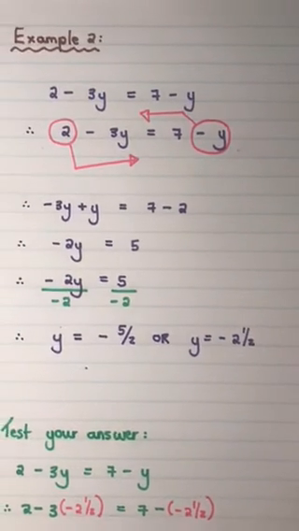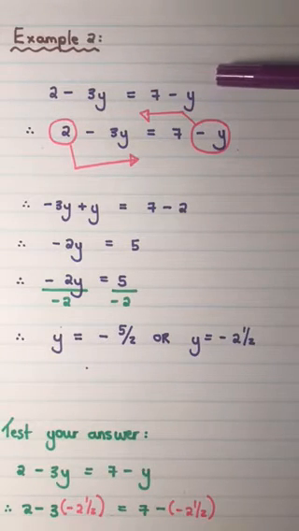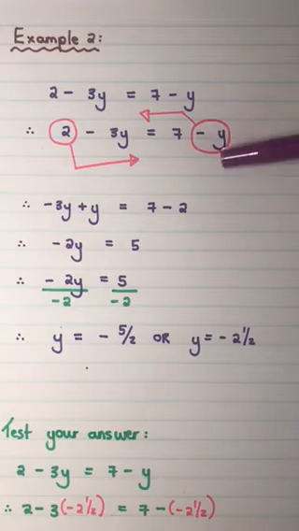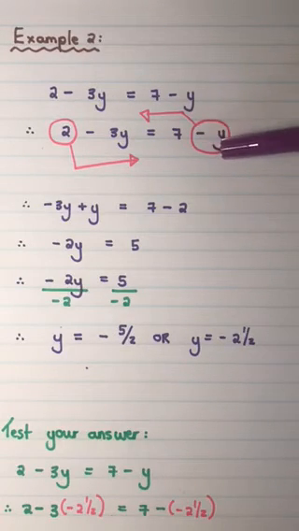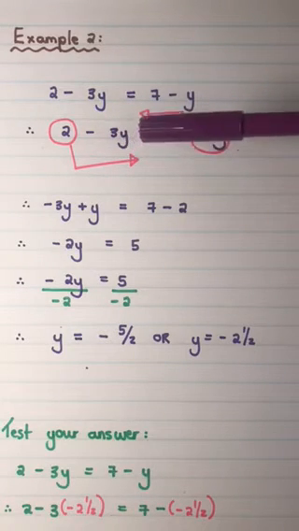Okay, let's have a look at one more example. 2 minus 3y is equal to 7 minus y. We want to keep all the y's on this side, and we want to bring all the normal numbers over to that side. Okay, and you can highlight, use color. Mathematics, it makes it so much easier if you use color.